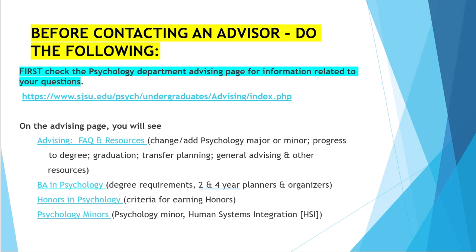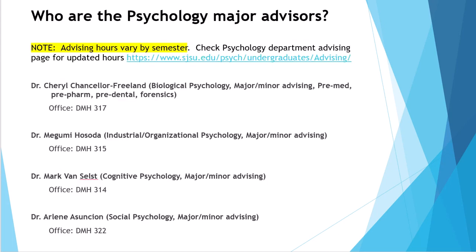You can probably find answers to your questions there. If you still have questions, then you can contact one of the advisors. Here are the names of the psychology major advisors: Dr. Chancellor Freeland, Dr. Hosoda, Dr. Van Sels, and myself, Dr. Asuncion. You can go to the advising page, where all of us have our advising availability listed. You can use the links there to make appointments, or you can drop in to our general drop-in hours.